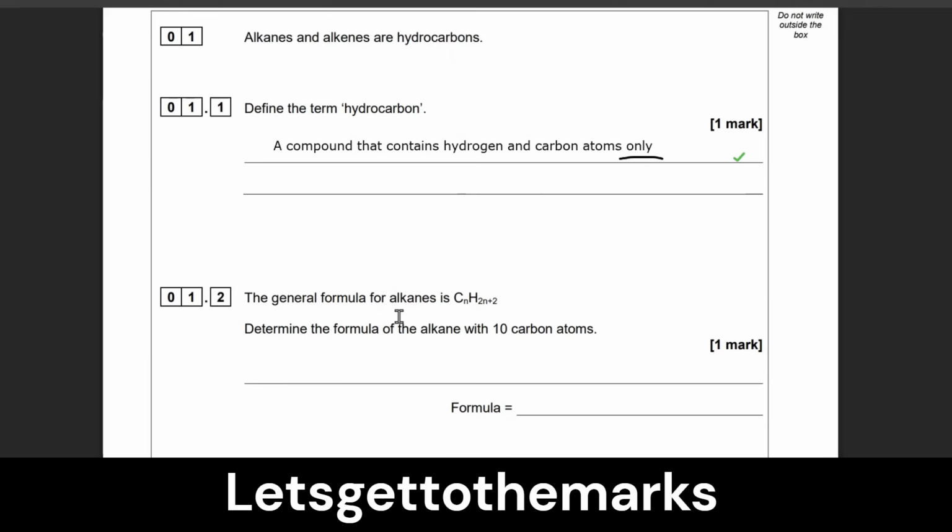1.2. The general formula for alkanes is CnH2n+2. Determine the formula of the alkane with 10 carbon atoms. Go on, pause the video, see if you can write out a formula for an alkane with 10 carbon atoms. All right, I'm going to go through it. So we've got to just follow this formula. And by the way, you have to know this off by heart. You could well be asked this for 1 mark.